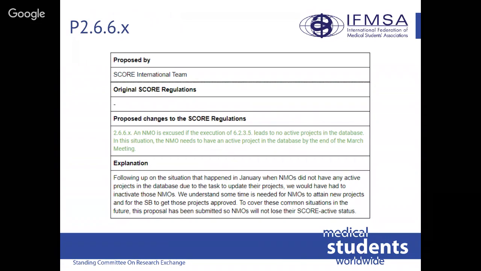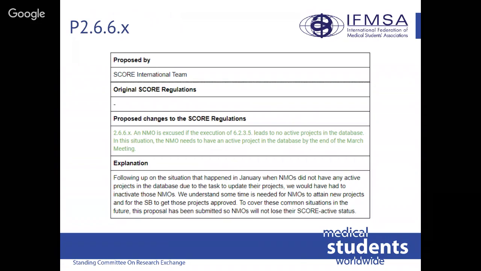For those of you that might be asking, what is regulation 6.2.3.5? It says that for voting rights, all NMOs fulfilling the following points by the deadlines defined by the SCORI regulations, or the SCORI director, will receive voting rights at the first SCORI session of each GA: updating all the projects in the database and marking any projects that are out of date as obsolete before the March meeting.